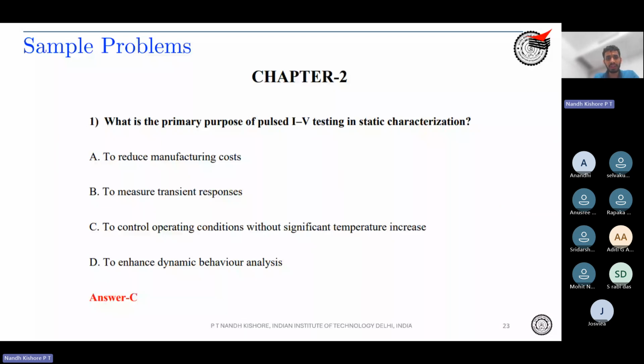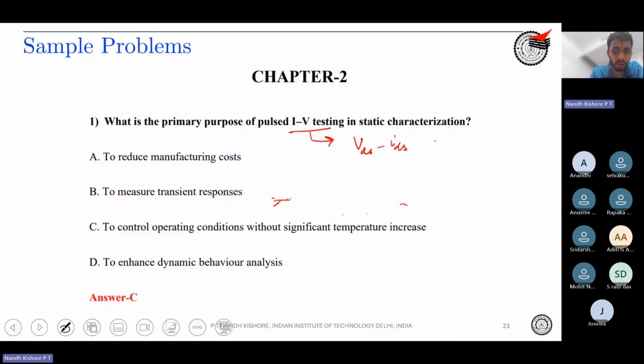But anyway, we'll just move ahead and go to the next set of problems. That is, you read about pulse IV testing, and you read that pulse IV testing is done to characterize the output characteristic, that is the VDS, IDS characteristic. You read about your VGS, IDS characteristic or the transfer characteristic.